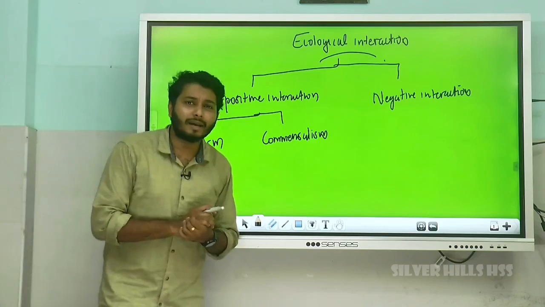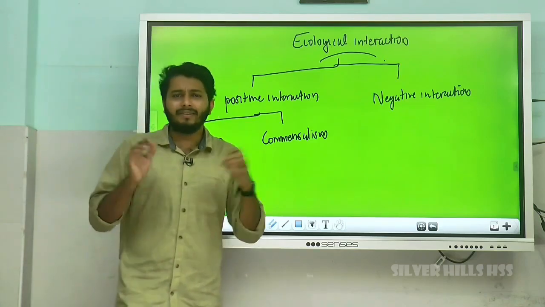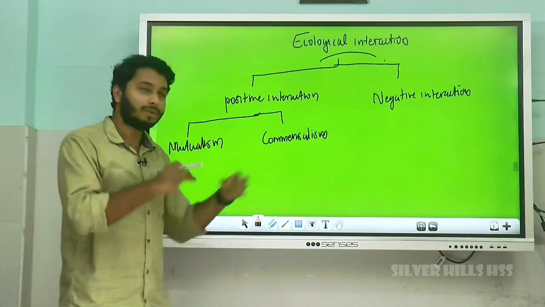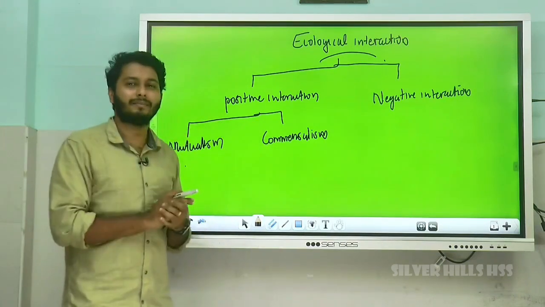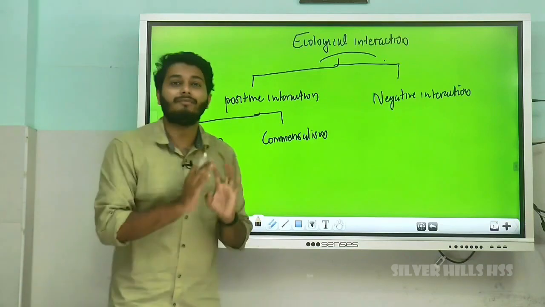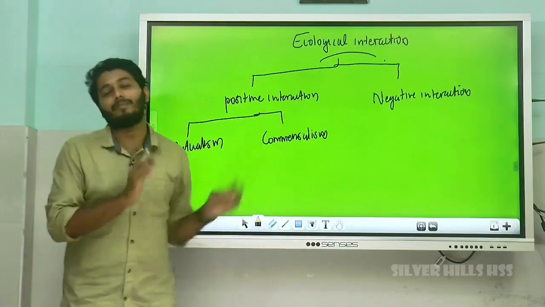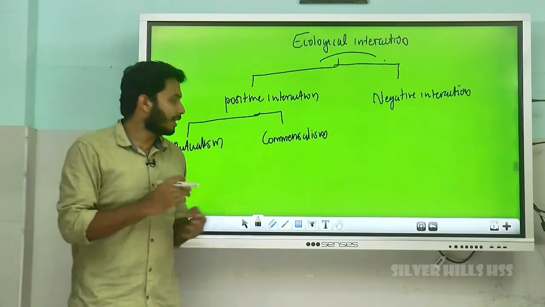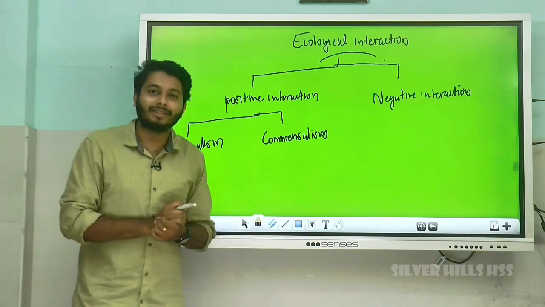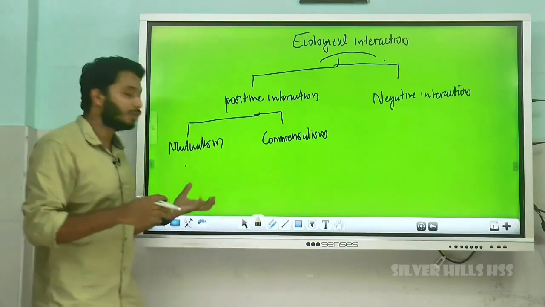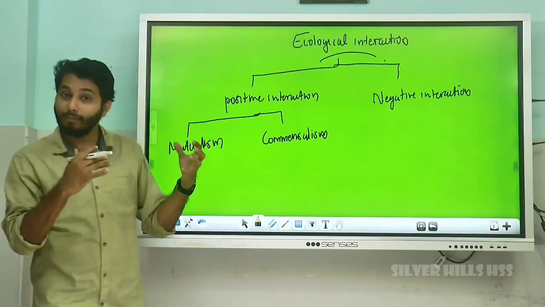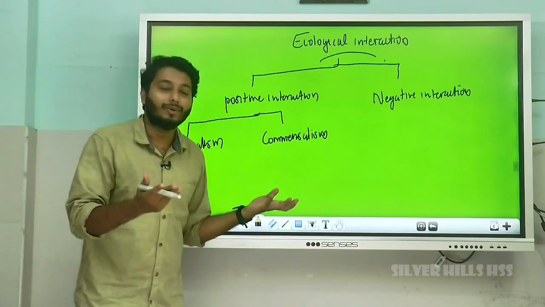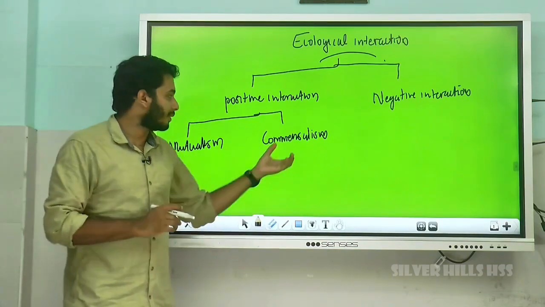The next one is commensalism. Commensalism is the interaction between two partners or living organisms in which one of them is benefited and the other one is not harmed. Any one of them is benefited and the other is not harmed. Such types of interactions are called commensalism. In the case of mutualism, both the partners are equally and mutually benefited. In commensalism, one is benefited and another one is not harmed. Such type of relationship is called commensalism.